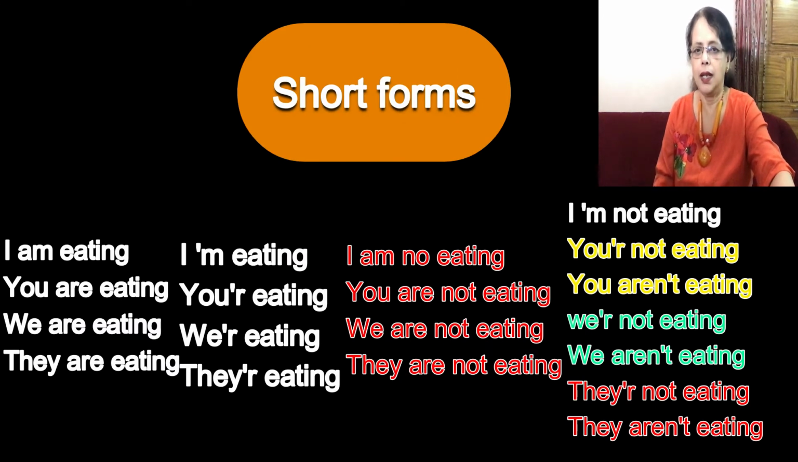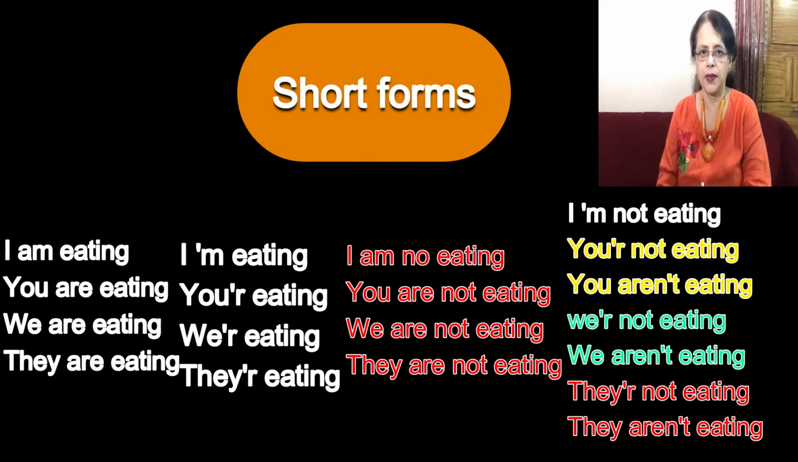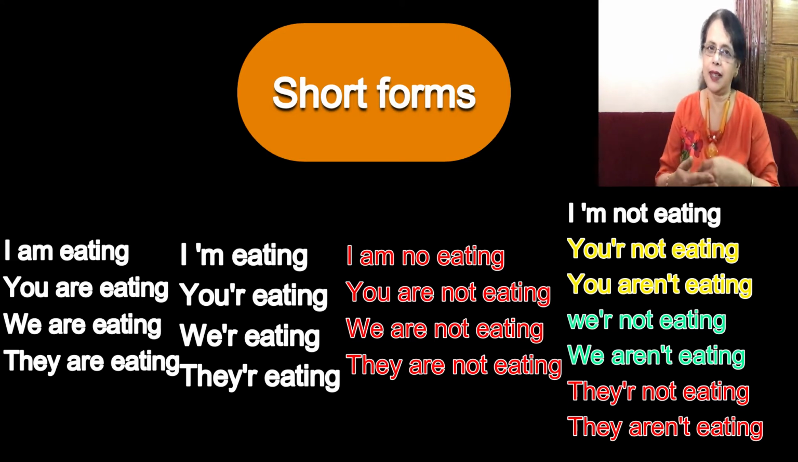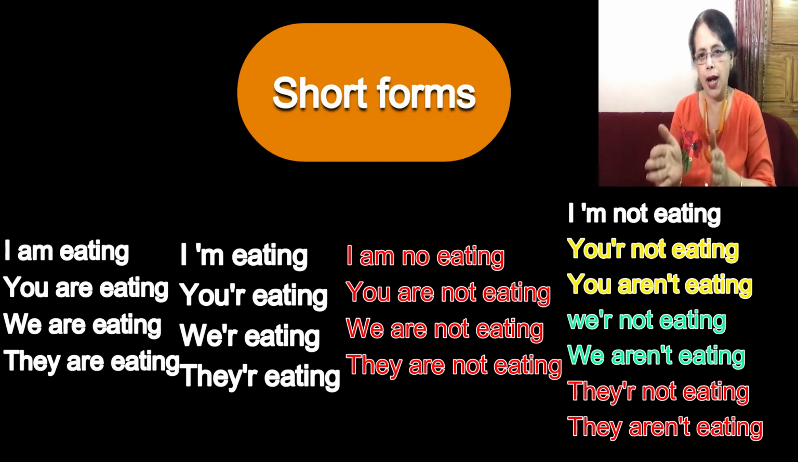Okay. Now, let's see how to make short forms or contractions. Why do we use short forms? I have already told you in the simple present tense video. I'll just remind you once again. We use short forms for fluency, for the convenience of speaking fast. Instead of saying I am eating, you can shorten it. Let us see how to shorten those sentences.